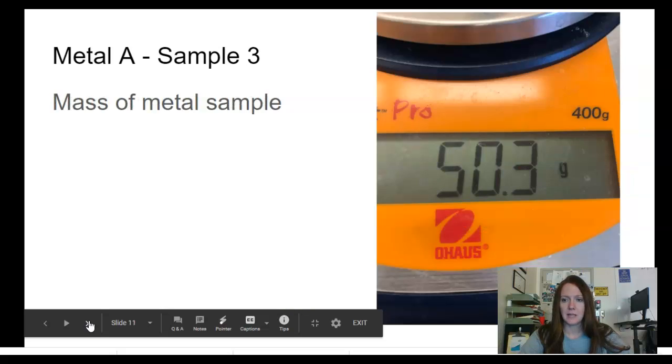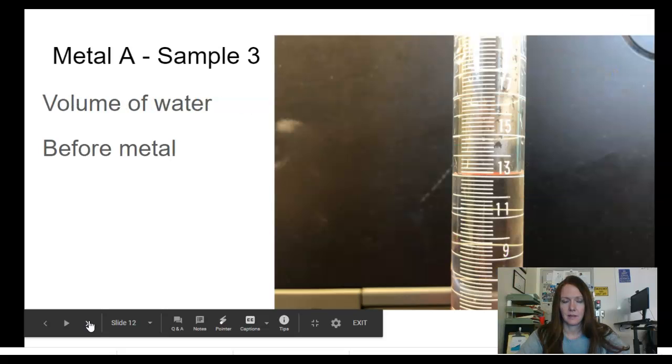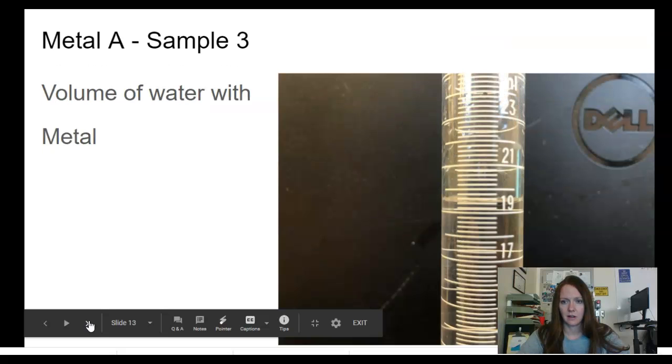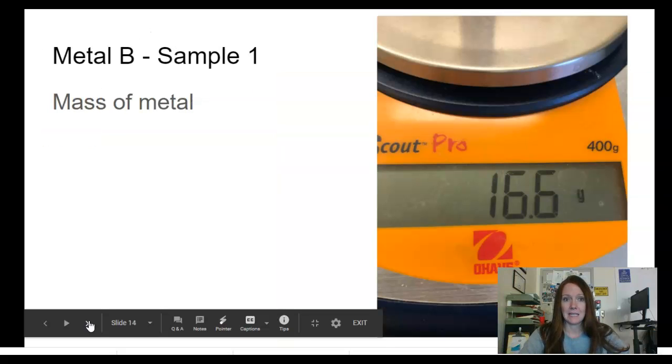Now here's sample 3 of that same metal, so metal A, sample 3, and here is the mass. Here is the volume of the water before I added the metal. And here is the volume after I added the metal. Don't be alarmed if some of them are the same. I do have some of the things that are the same size, so you're going to get some of the same volumes.